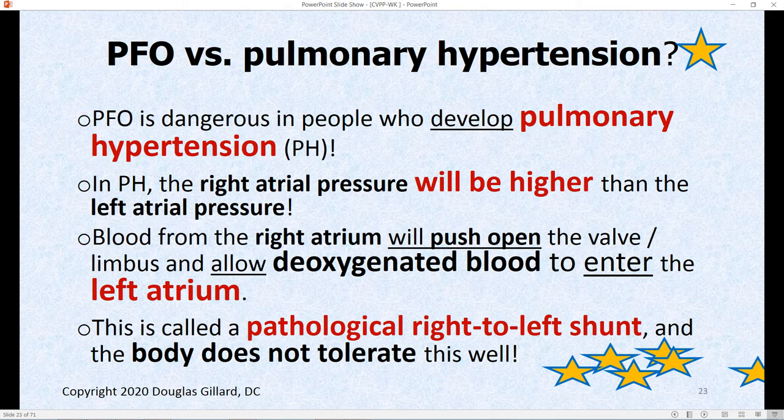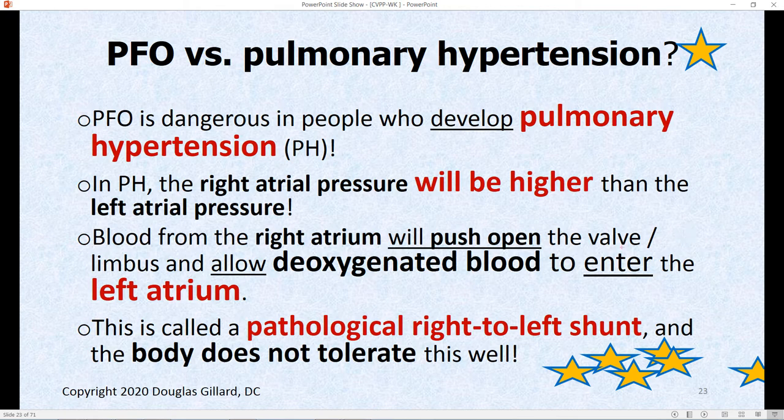What if someone, that 25% of you, heaven forbid, what if you develop pulmonary hypertension when you get older? Maybe you get COPD and you wreck your lungs. Maybe you have heart failure. Maybe you have aortic stenosis. And you can't push blood through the lungs very easily anymore and the pressure builds. Then you have a problem, because if you have pulmonary hypertension, you're going to increase the pressure in your right atrium and in your right ventricle as well. And eventually, once the pressure gets too high and is higher than the left atrial pressure, you're going to pop that valve open, and now you've got a problem.